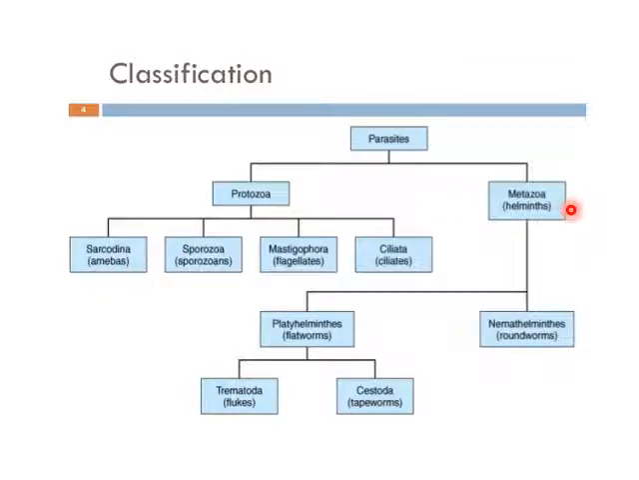Now we are moving to helminths. Helminths are divided into platyhelminths and nemathelminths, that is the nematodes. Platyhelminths are then again divided into trematodes and cestodes. Today we would be discussing Taenia, that comes under the class of cestodes, that is the tapeworm.